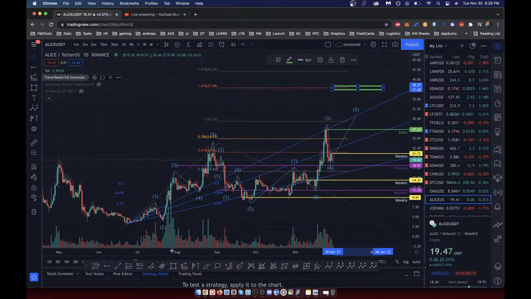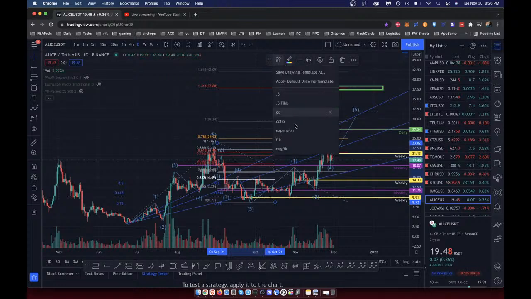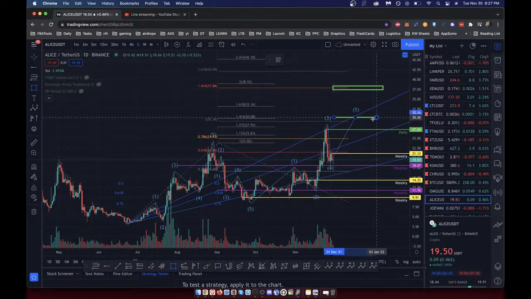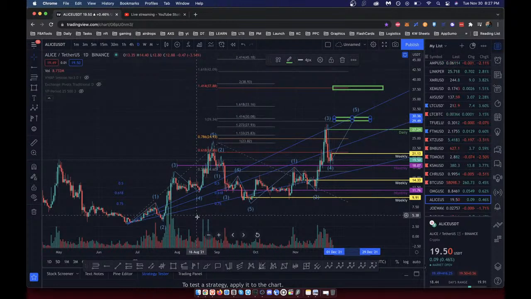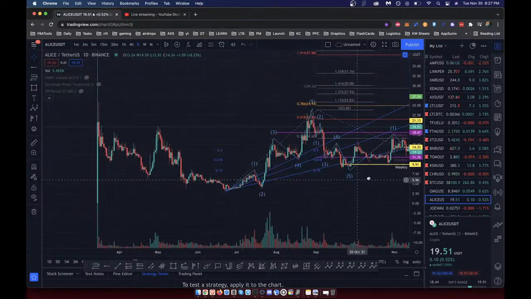If we take a look at the Fibonacci expansion, I still would expect it to hit the 1-to-1 for the trend base Fibonacci and then the 1.414. So something like this, and then definitely this area as well, and maybe even common resistance on the 1.618. So that's that for that, but let's look deeper into what happened here.